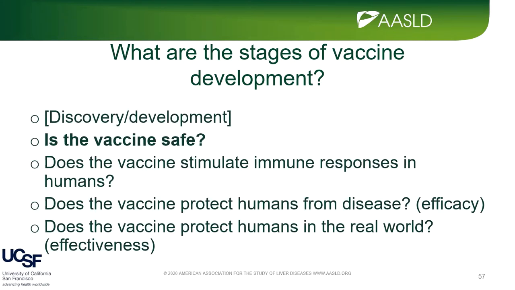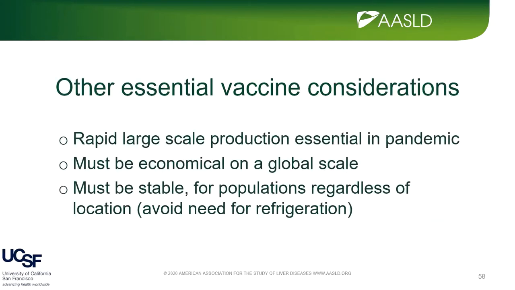The final step is to ask the question, does the vaccine protect humans in the real world? And that's termed vaccine effectiveness. Efficacy is fine, but it's in optimized, generally young, healthy individuals, often in relatively limited numbers. And so on a population-wide level, you've got people with comorbidities, you've got people of vast ranges of ages, and you really want to know, is a vaccine effective, not just efficacious?